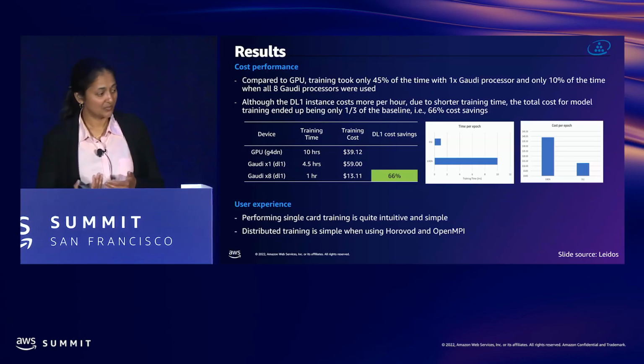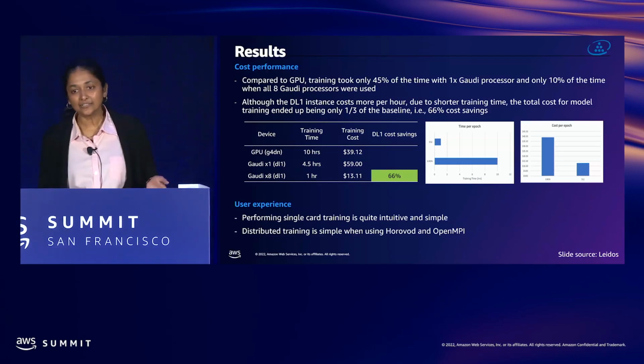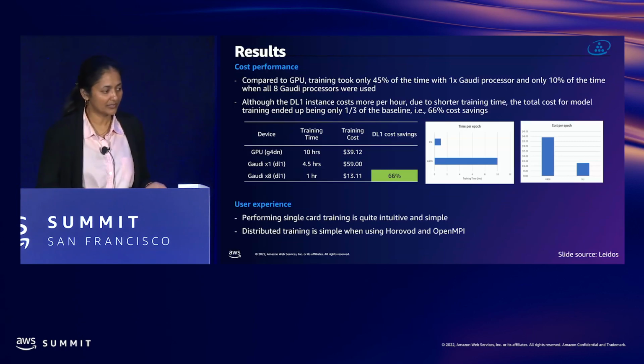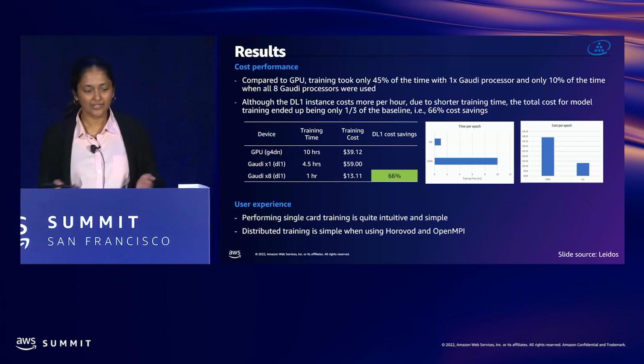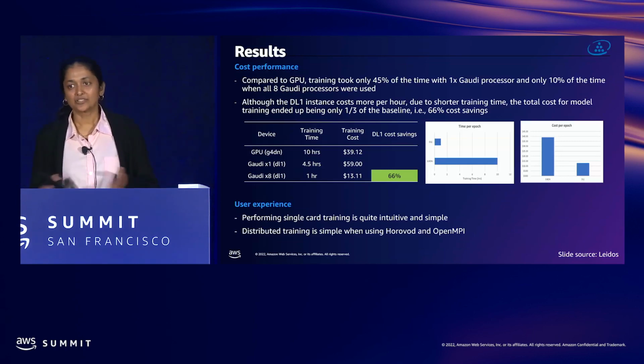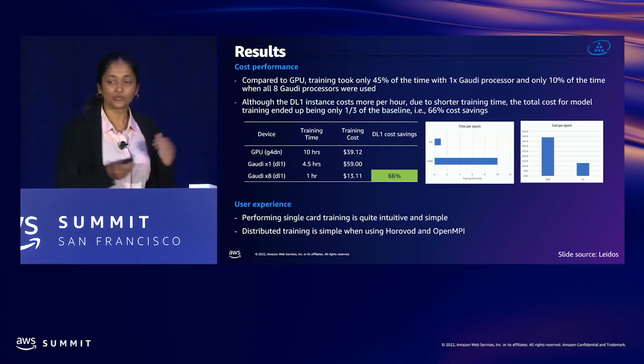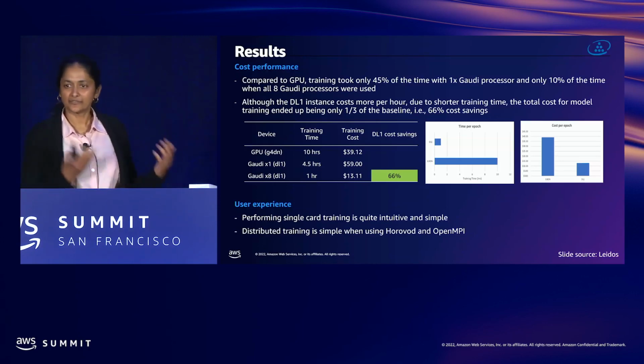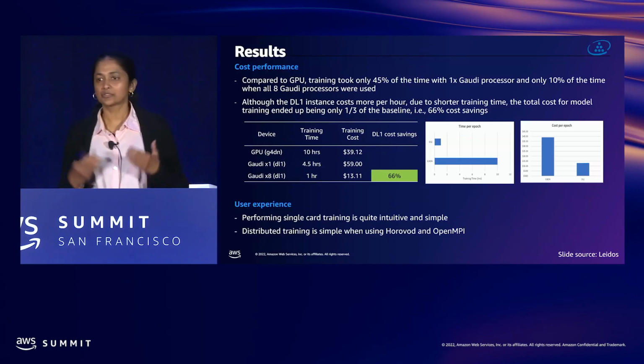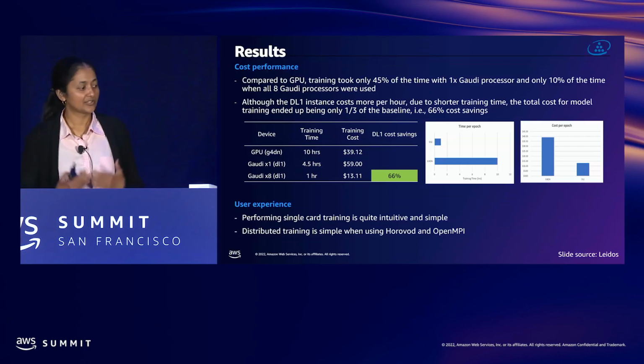From a user experience perspective, they found it very easy to run on a single card with very intuitive changes. And they reported that distributed training, turning it on with Horovod and MPI, was fairly straightforward for them to go from a single card to an 8-card instance and be able to reproduce and get these results. So this is super exciting that, even though it's a very different and older instance, they're still able to take advantage of DL1 and show the cost savings for their end users and end customers.